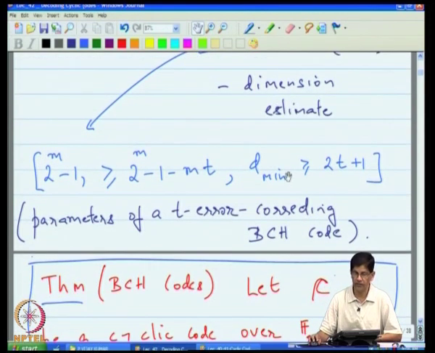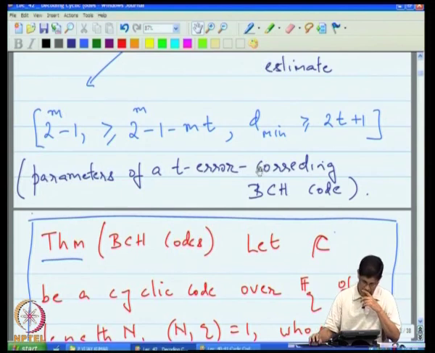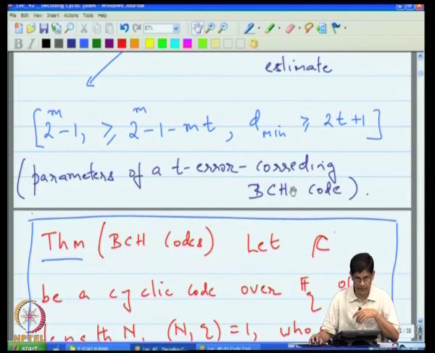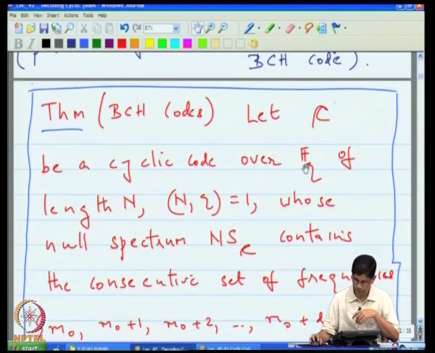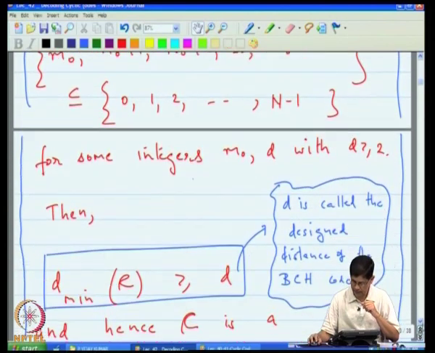And these codes are very efficient. They are amongst the best known binary codes. So often if you require a binary code with large minimum distance, then this is a generic construction which might well cover your case. Alright, so these I will regard as the parameters of a T error correcting BCH code. So that concludes the summary of what we did last time.